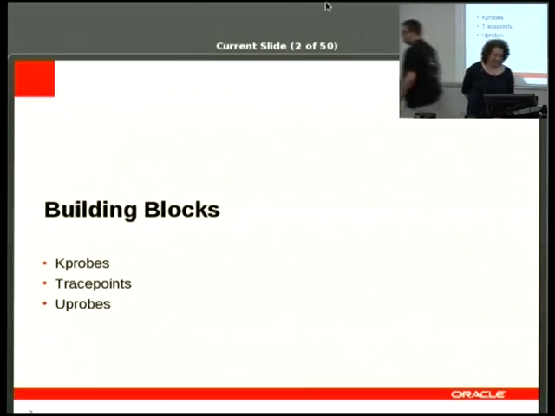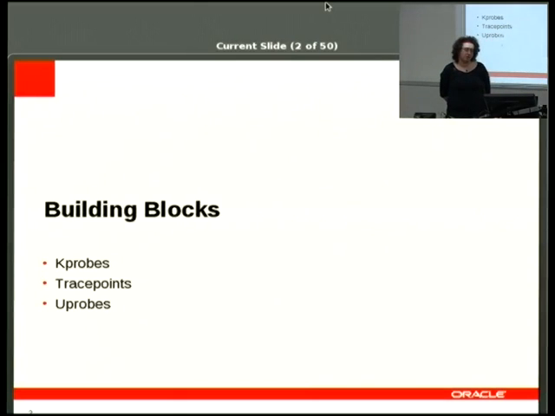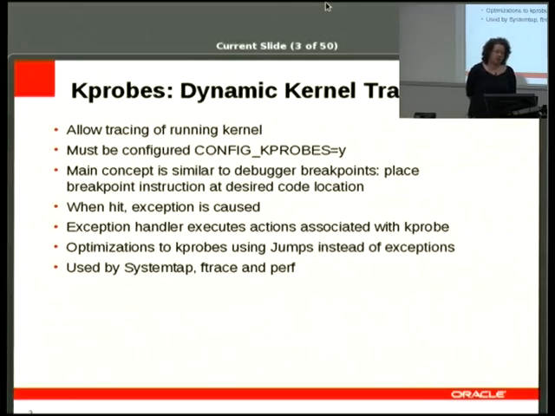Yeah. Thanks. Okay, so basically we have three different types of building blocks or infrastructure in the kernel: Kprobes, Tracepoints, and Uprobes. So let's go through those in that order.